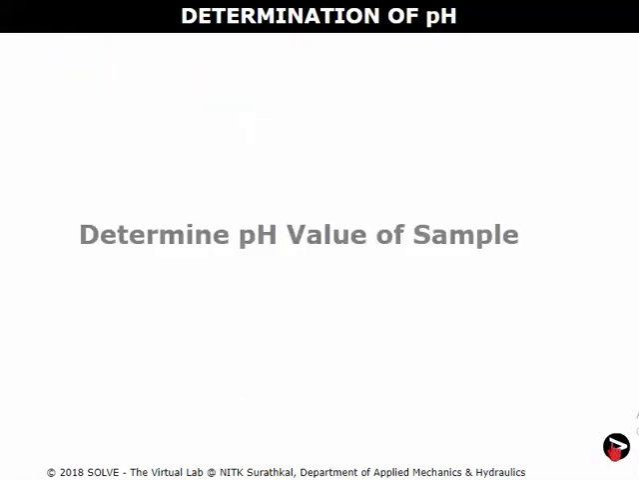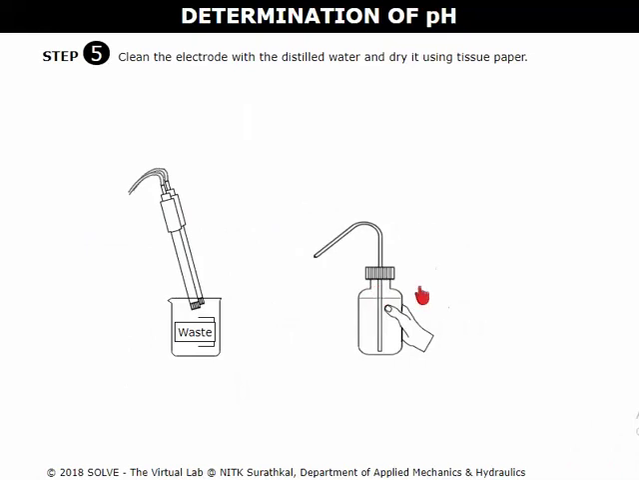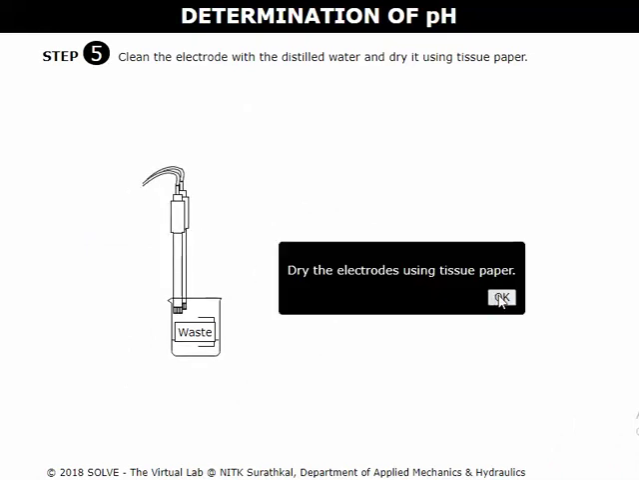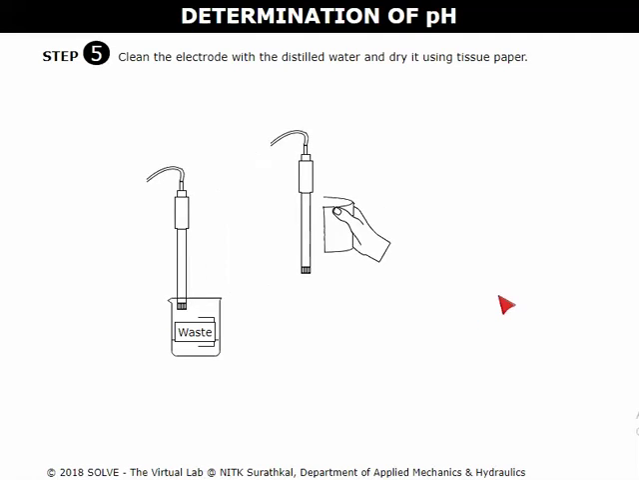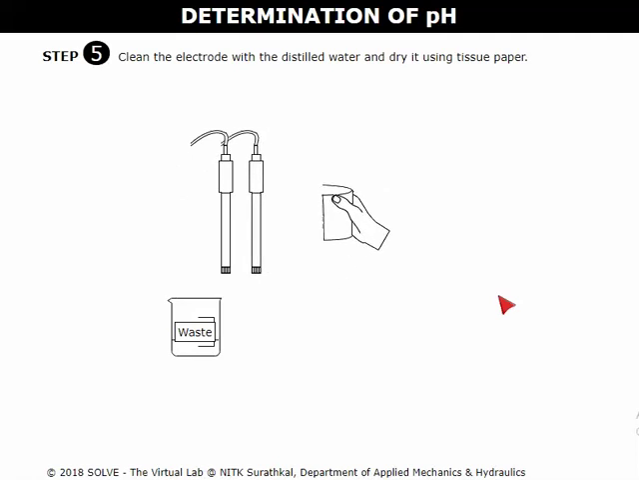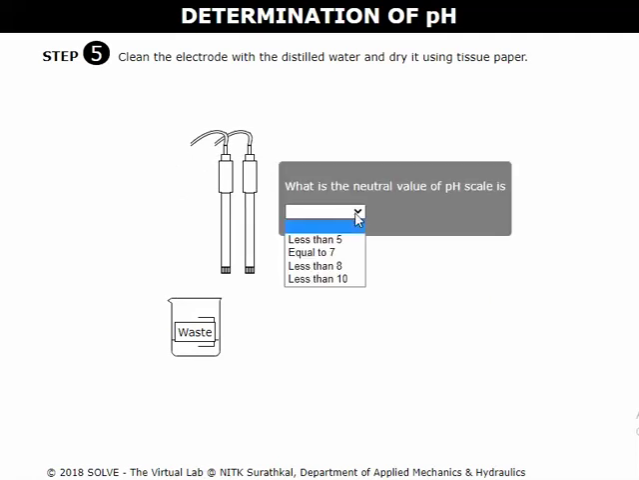Determine the pH value of the sample. Click on the distilled water to clean the electrodes. Dry the electrodes using the tissue paper. Select the correct answer for this pop-up question to proceed to the next step.